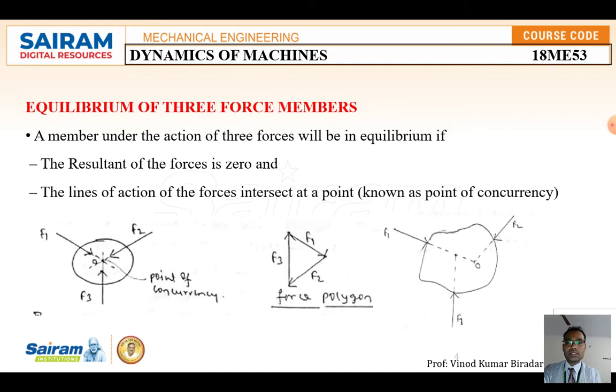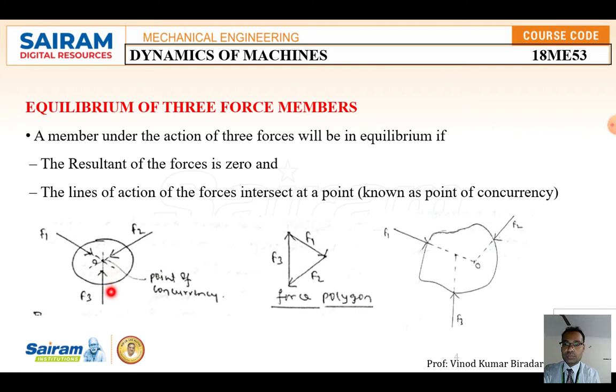Next, the third question: state the condition for a three force member. What is the condition? Look at the diagram here. Figure A shows three forces acting on a given body or system in different directions. If you want to make this body be in equilibrium condition, we have to extend the lines, so all three forces should act at a point. That point is called the point of concurrency.